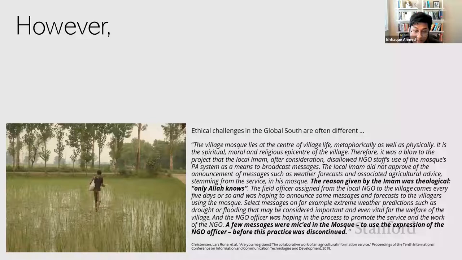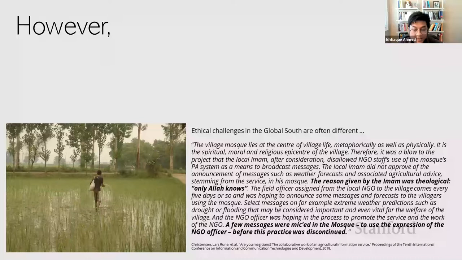The field officer assigned from the local NGO to the village comes every 5 days or so and was hoping to continue some messages and forecasts to the villagers using the mosque. Select messages on, for example, extreme weather predictions such as drought or flooding that may be considered important and even vital for the welfare of the village. And the NGO officer was hoping in the process to promote the service and the work of the NGO. A few messages were mic'd in the mosque, to use the expression of the NGO officer, before the practice was discontinued.